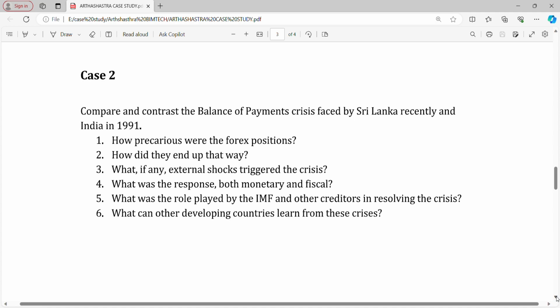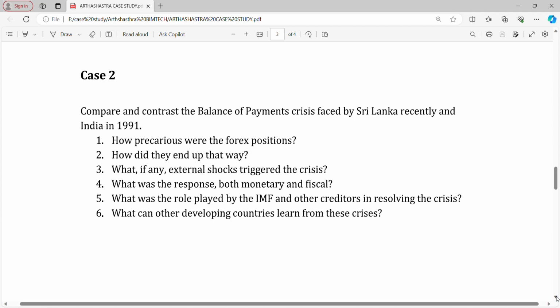Second question, how did they end up that way? Third, what, if any, external shocks triggered the crisis? External shocks, we know. For us it was the Gulf War and our war also. We had to spend a huge amount on our defense itself due to border issues. And for Sri Lanka it was the Russia-Ukraine war, speaking of the external shocks that triggered it.